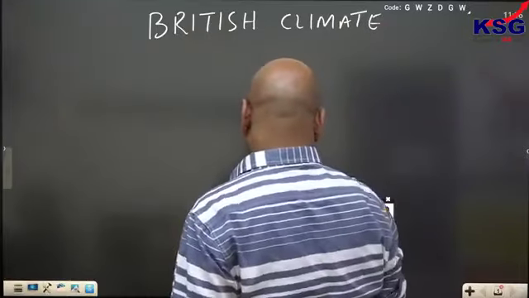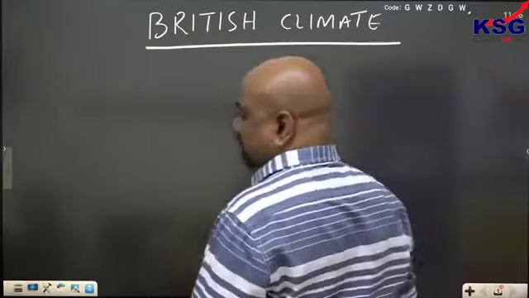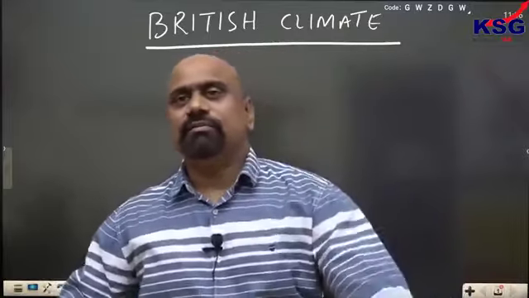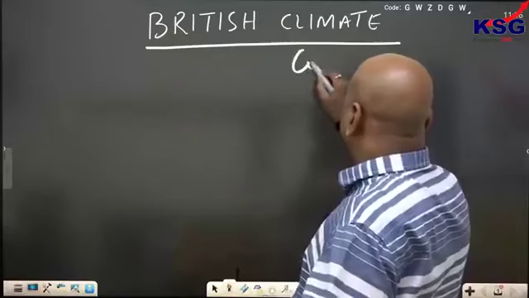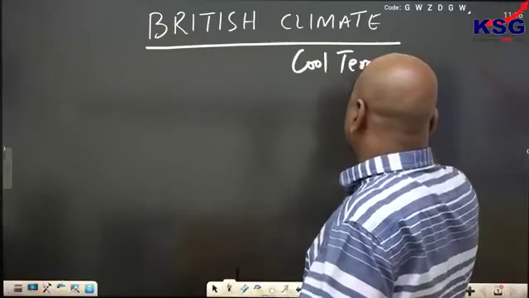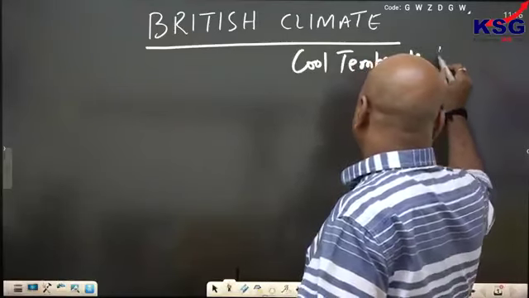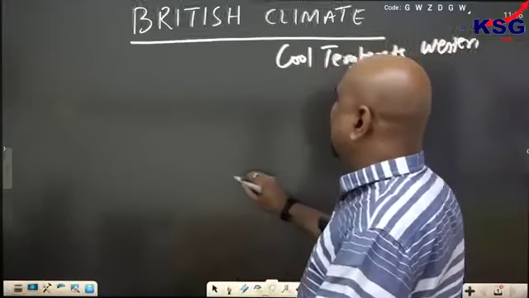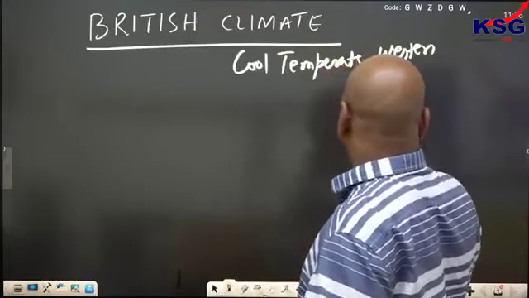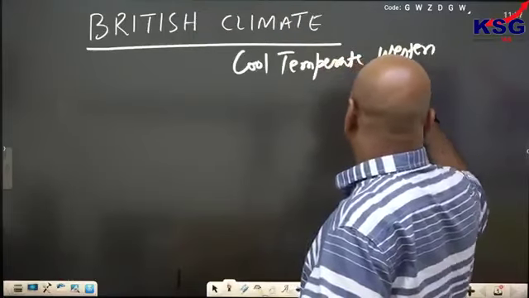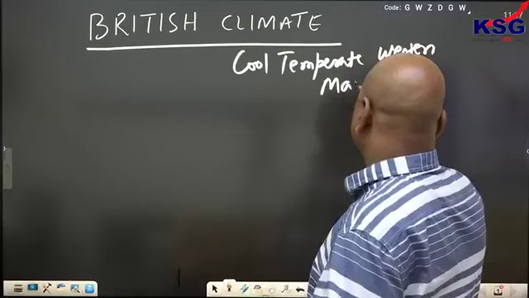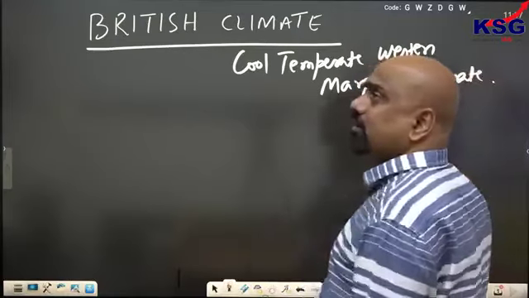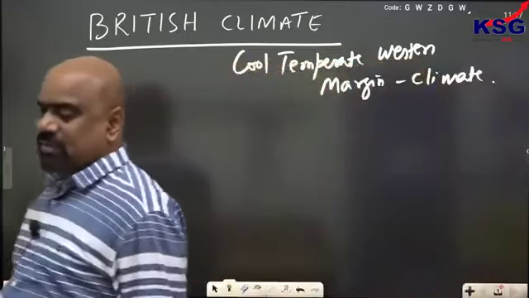British type of climate. Otherwise, it is also called the cool temperate western margin climate. Okay. Cool temperate western margin or British type of climate.